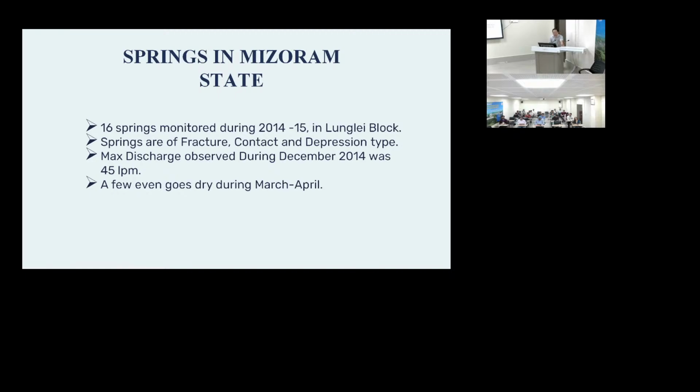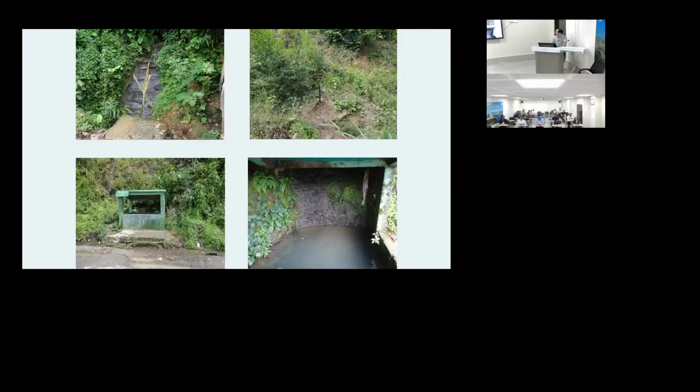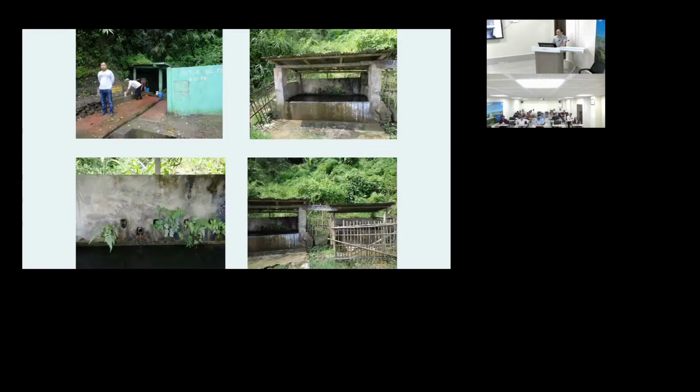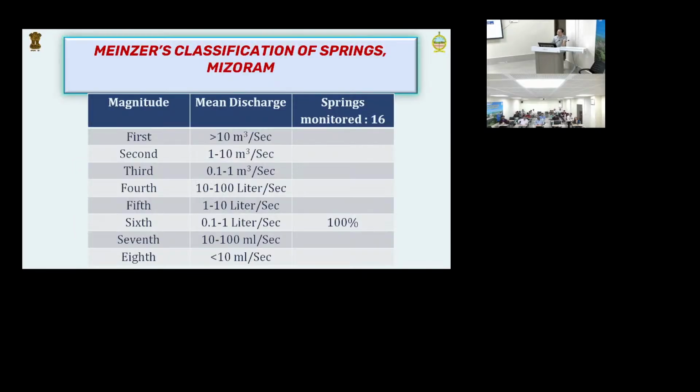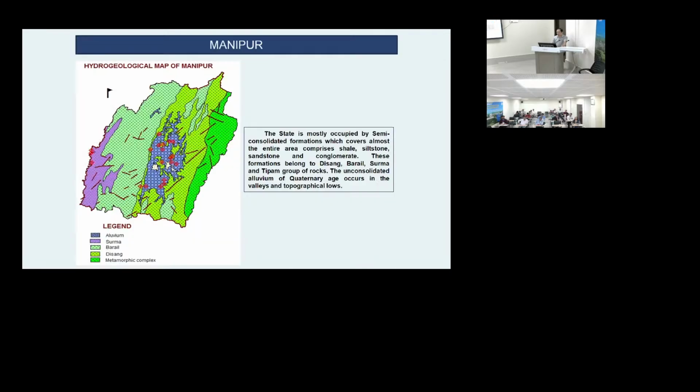2014-15, a few springs were studied in Lungle district. And yeah, these are some of the field photographs. It's almost similar to Nagaland springs, where the discharge is very low, and the formation is also very similar to Nagaland. So these are some field photographs, and in that particular area, 16 springs were monitored in Lungle district, and it's under the 6 magnitude classification.